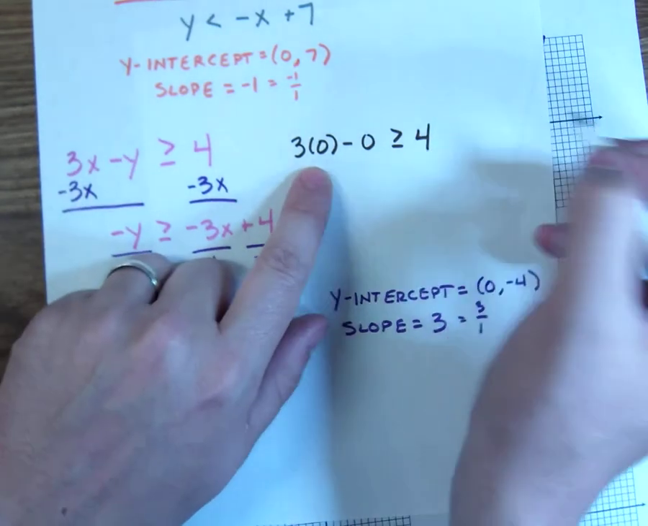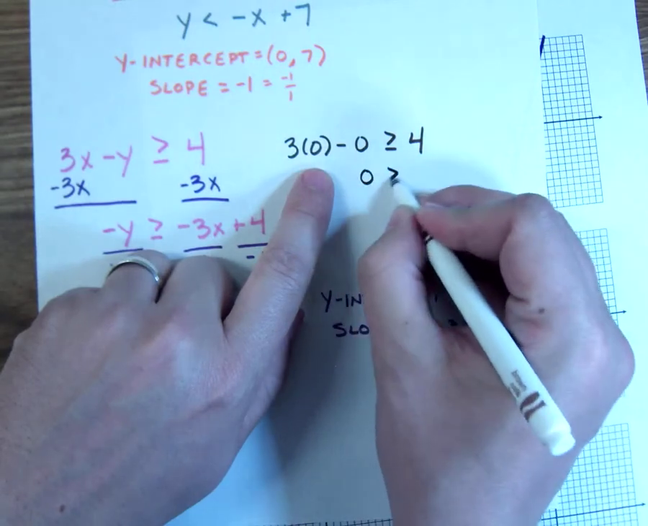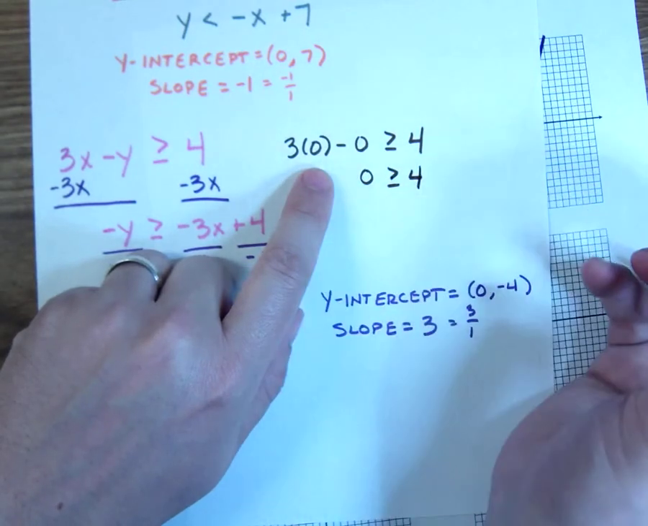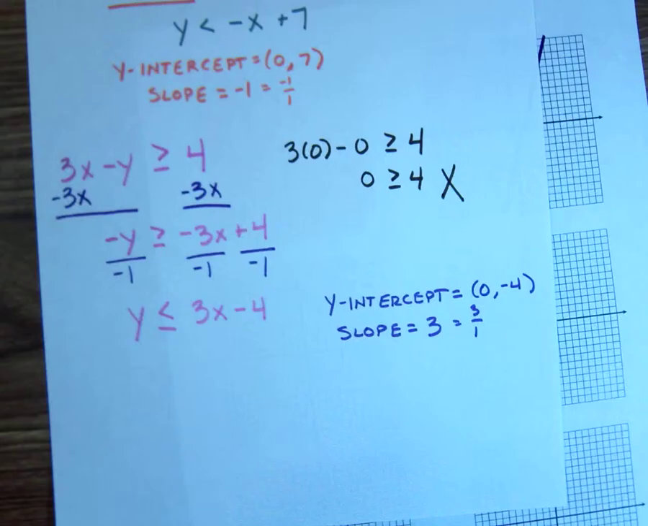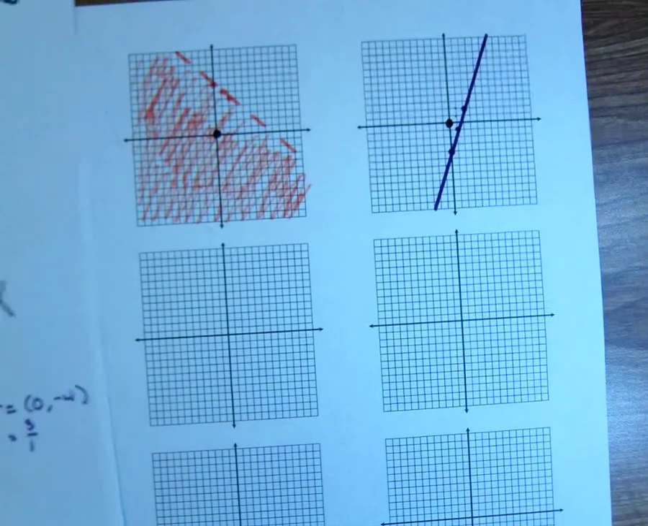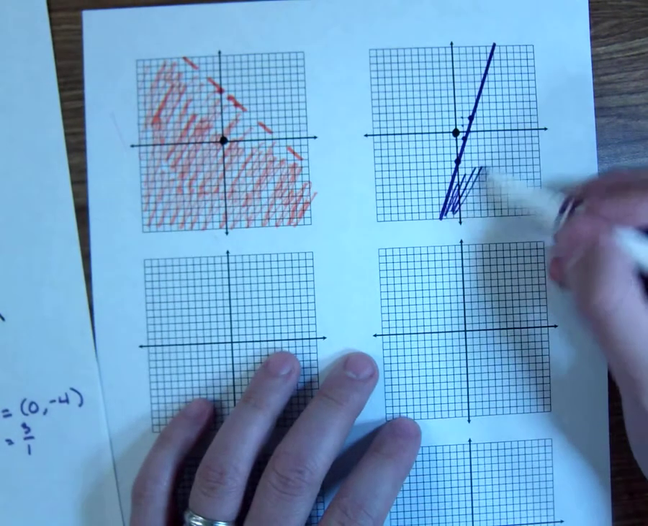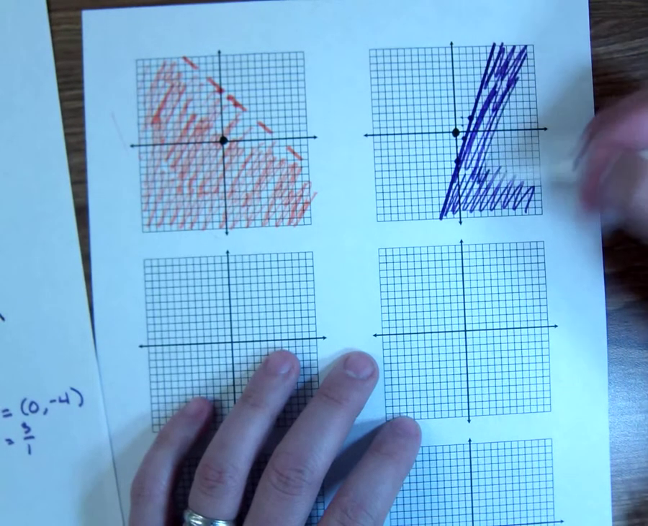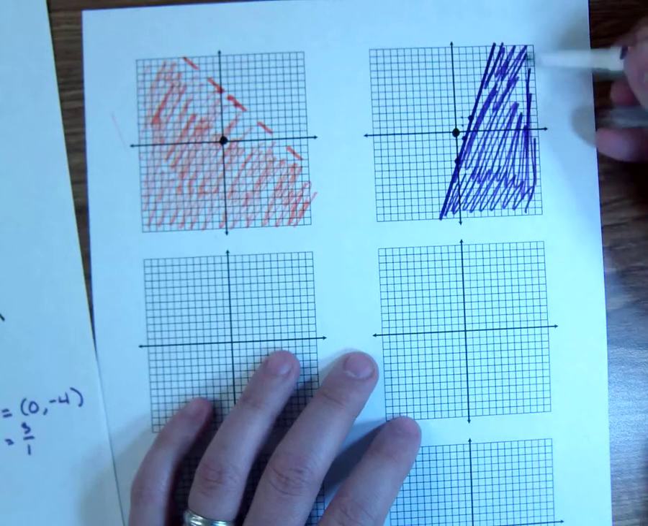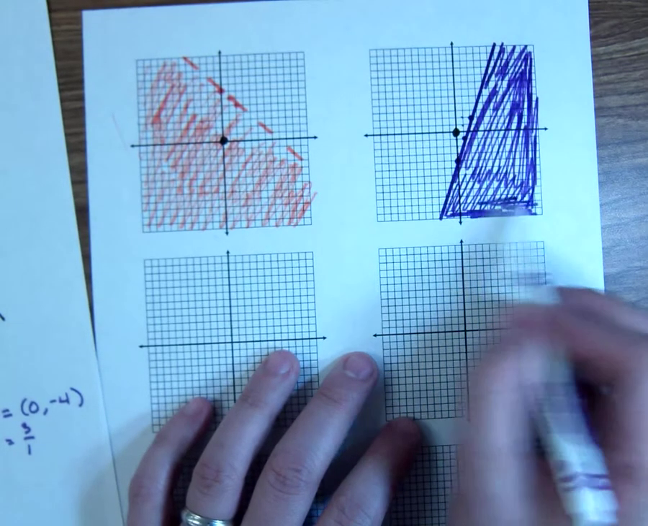3 times 0 is 0. 0 minus 0 is 0. Is 0 greater than or equal to 4? No, it is not. So 0, 0 should not be included in the shading. The other side should be. So I'm not going to shade the side that has 0, 0. I'm going to shade the other side. This is saying all of these points that I'm shading in, every one of these is a potential solution to this inequality.